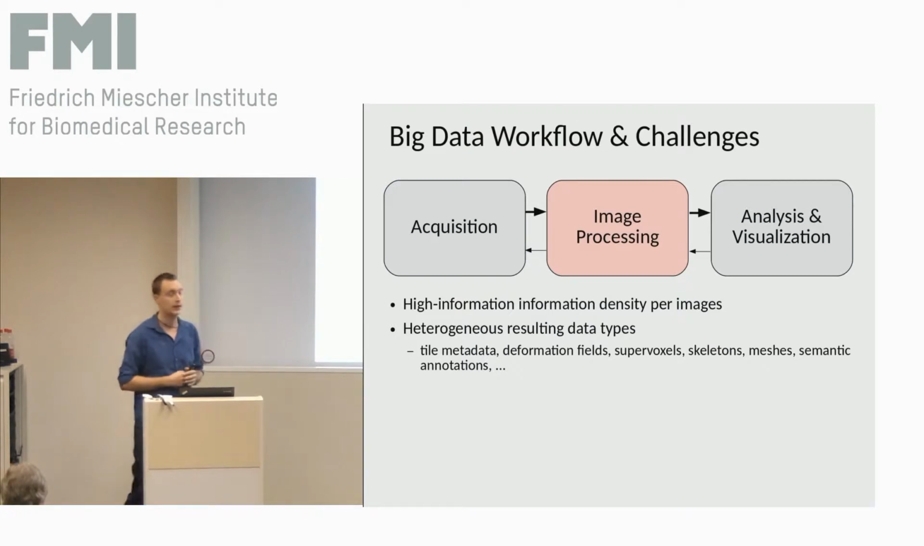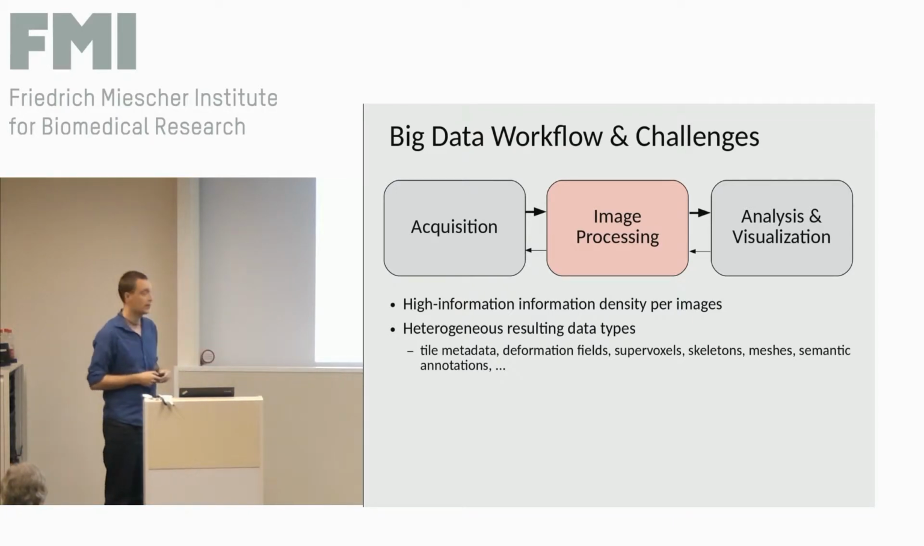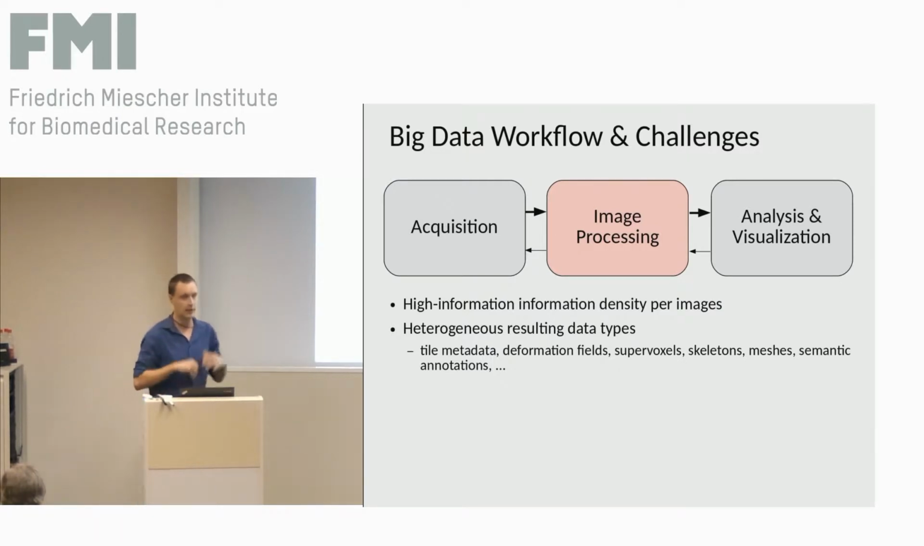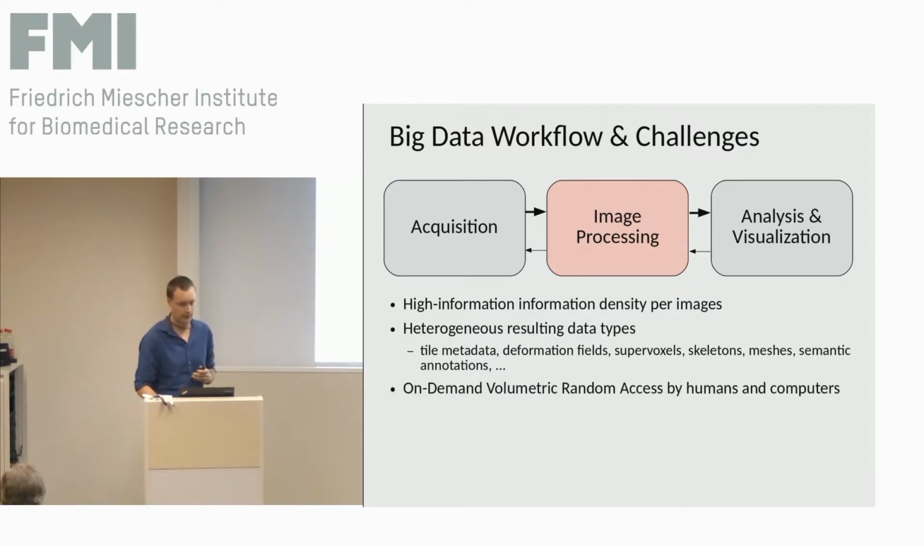Then also the resulting data types are very heterogeneous. So it's the tiles, the raw tiles, the metadata. Then these images are deformed. You have deformation fields. When you segment them, you have 3D components, skeleton representations of these objects, or meshes, or semantic annotations of the cells. And you need to keep track of these and be able to work with them.